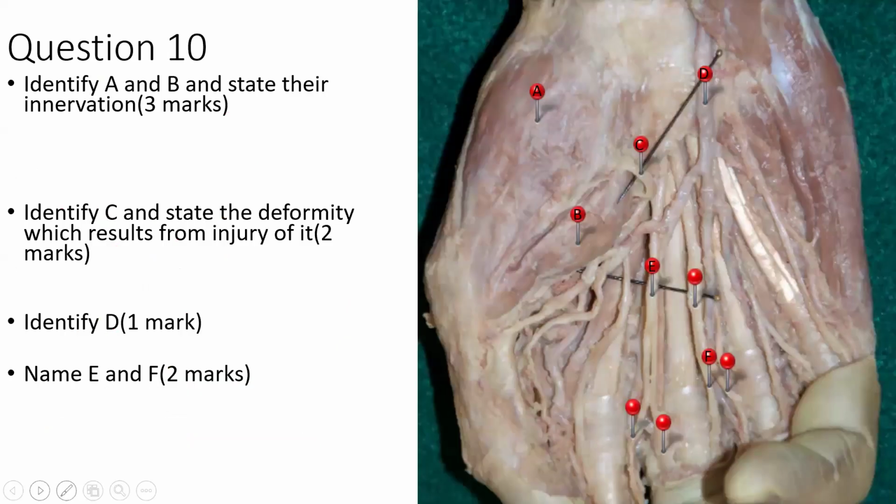Question 10. Name A and B and state the innervation. What is A and what is B? Unlike the foot, where we did not bother you to know the muscles of the plantar aspect, you will be bothered with 101 questions to know the muscles of the hand. The thenar eminence is not a muscle, but you need to know the specific muscles of the thenar eminence. So A, is it adductor or abductor?